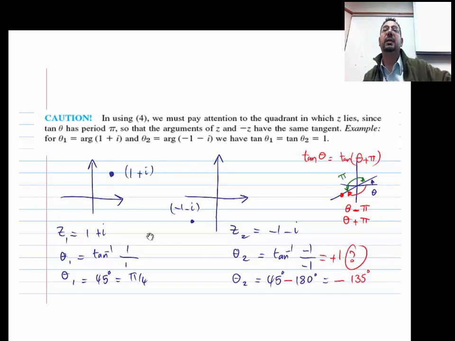Alright? And this is what I wanted to talk about when I said that the calculator is not good enough. Take this number, minus 1 minus i, and you are saying, well, let's get theta from the calculator: tan inverse of minus 1 over minus 1.